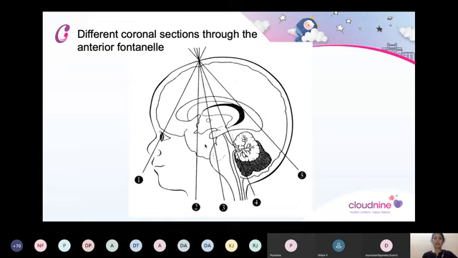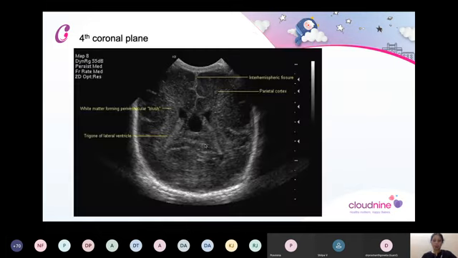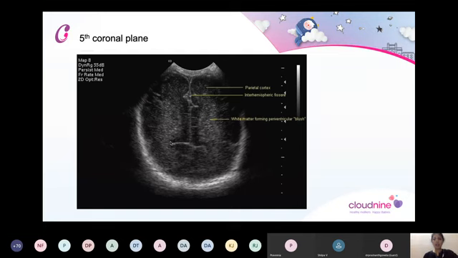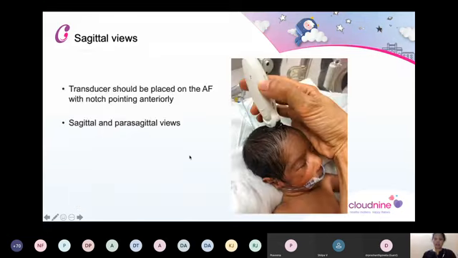So if you angulate a little more posteriorly, then you see the trigone or the posterior part of the lateral ventricle. So that is the choroid plexus within the posterior horn of the lateral ventricles. And that's another image of the same thing. And this is posterior to the posterior part of the lateral ventricle. So you have the white matter here, and you would have the occipital lobe over there. Right. So that was about the coronal views.